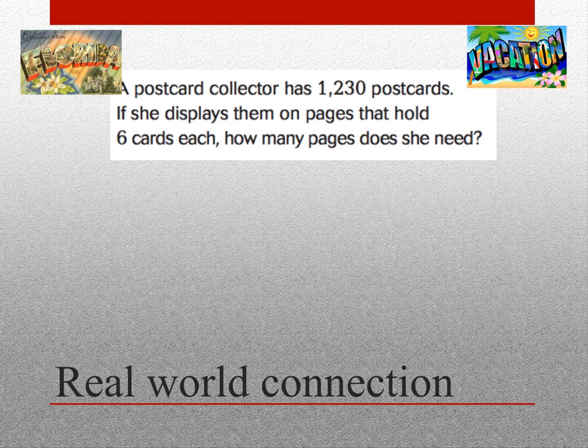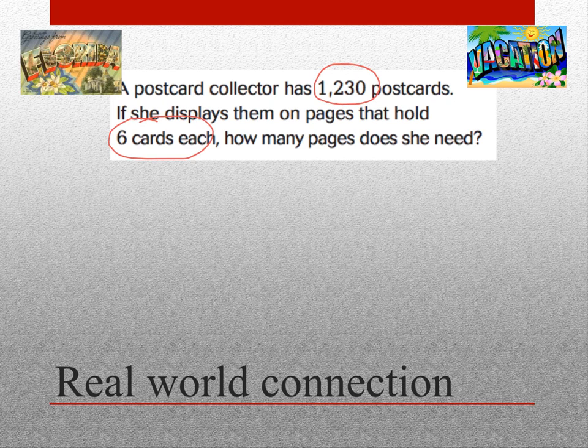A postcard collector has 1,230 postcards. If she displays them on pages that hold 6 cards each, how many pages does she need? Well, first, let's pull out some key information from the text. We know we have 1,230 postcards, and we know that each page can hold 6 cards. So we're trying to figure out how many total pages she needs.